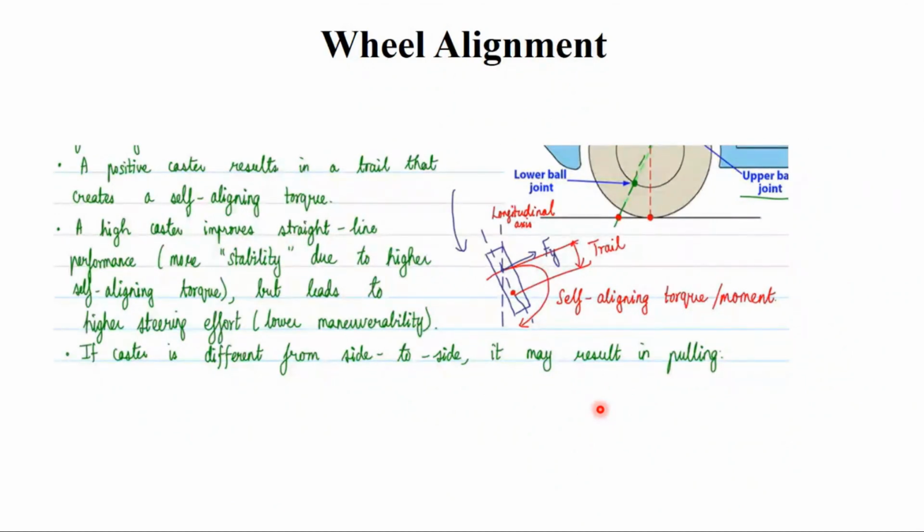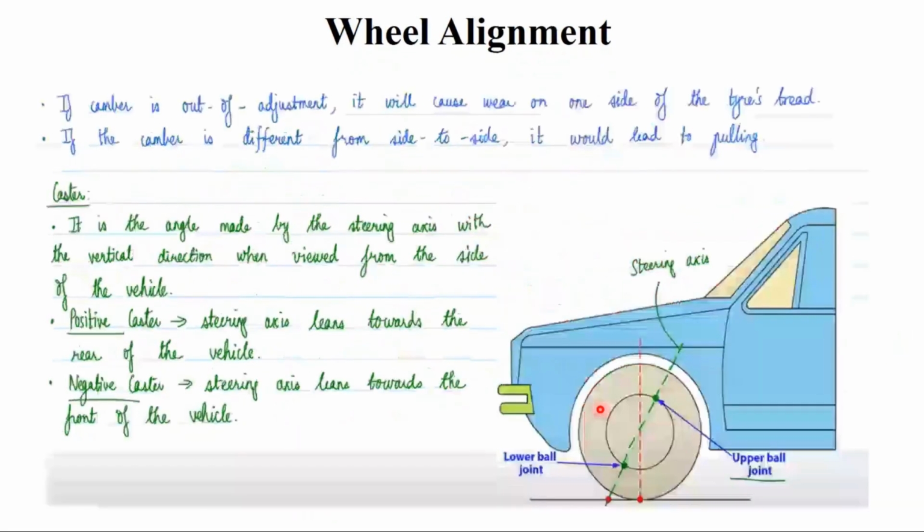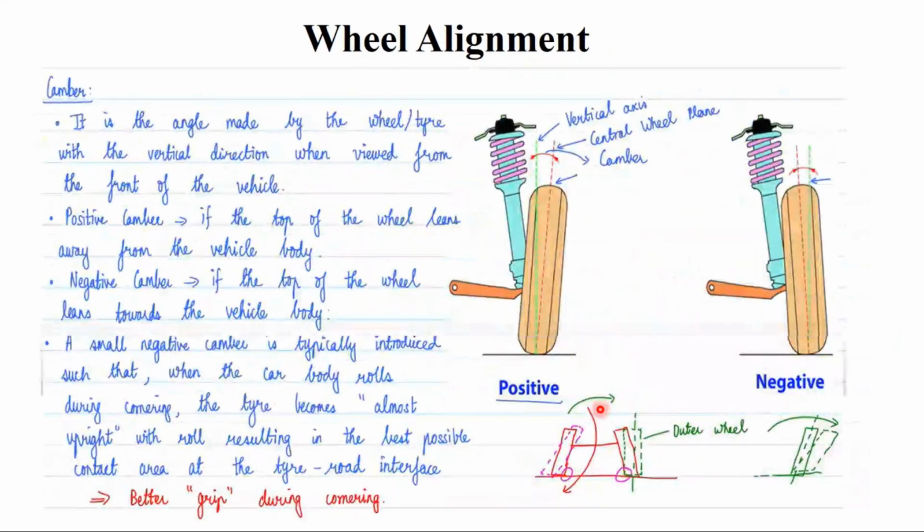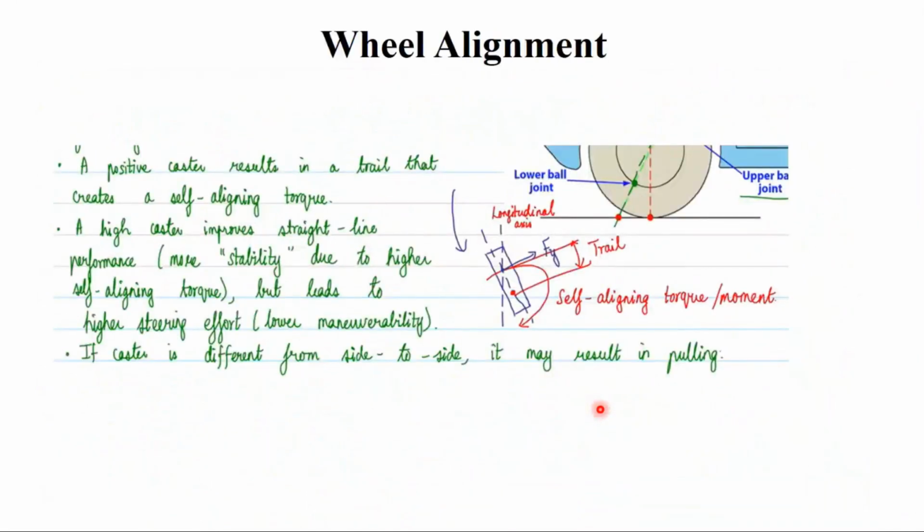Okay, so that's why this self-aligning torque moment is very much important to take care of the better maneuverability, better steering effort, and to move away from the pulling. Okay. So these are all the... You have one more term in wheel alignment: caster, camber, and the toe. Let us see the toe in the next class. I did not include it here, so let us see that in the next class.